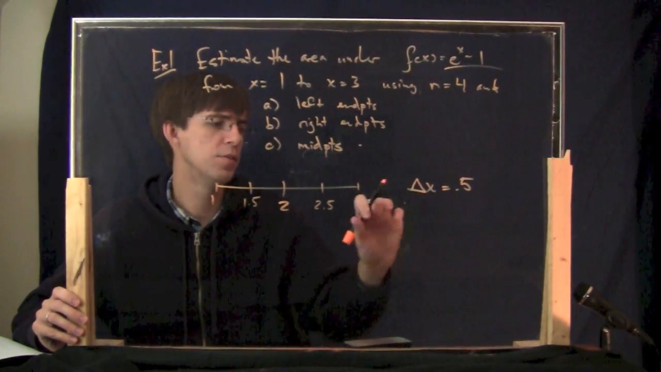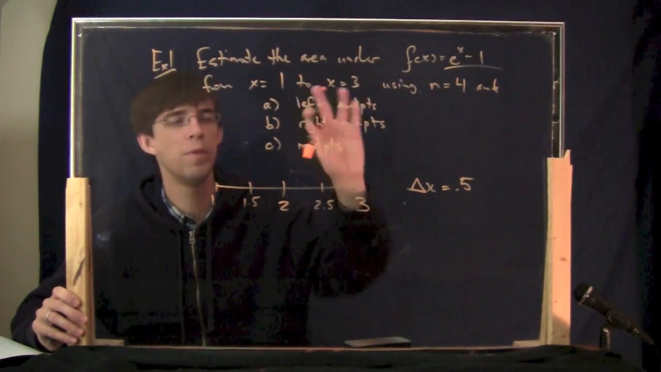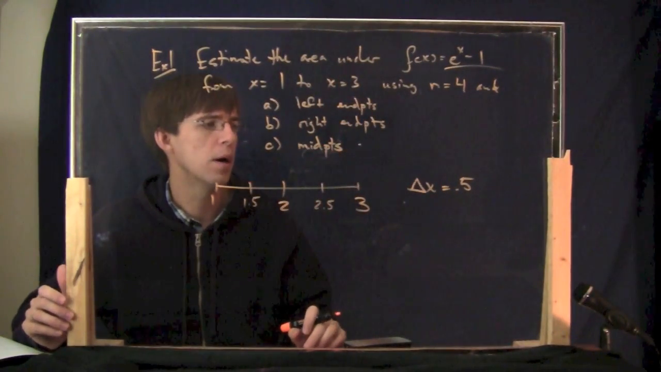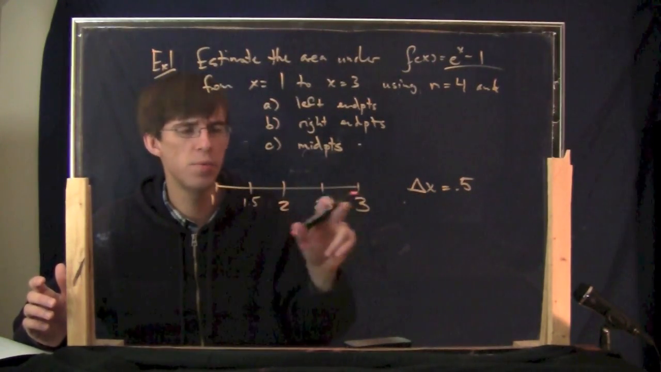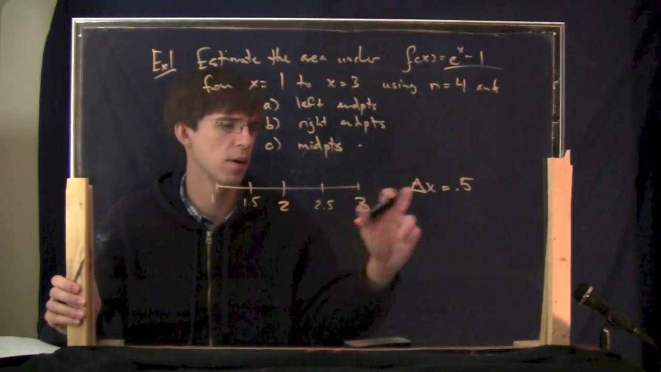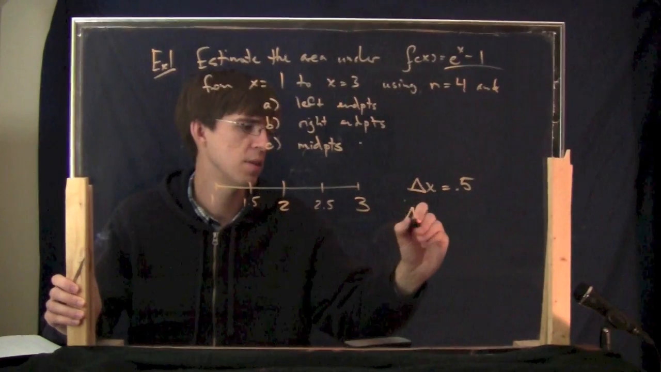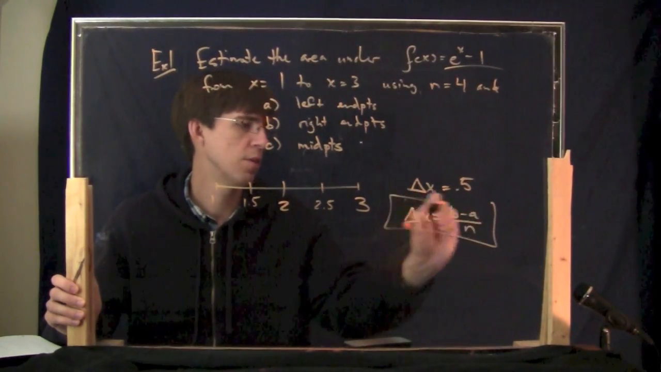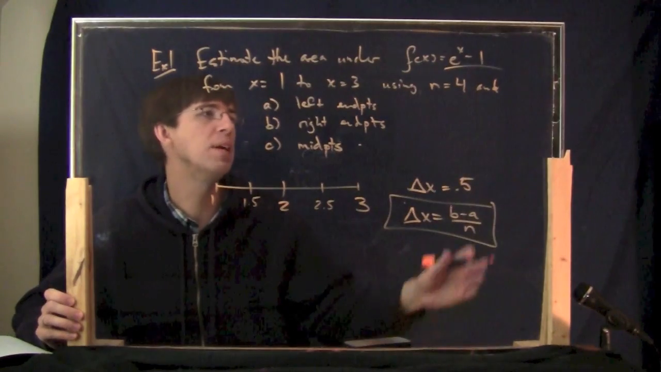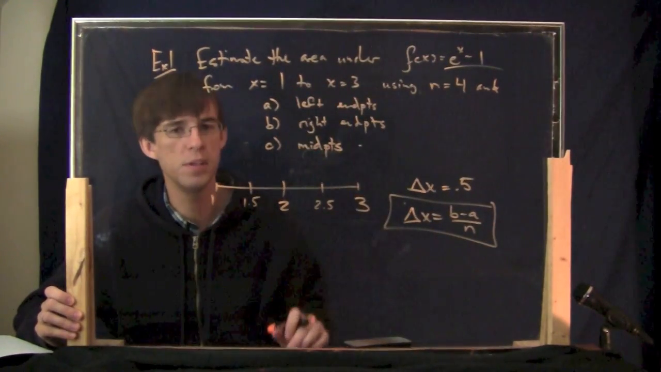In fact, you can figure this out just with basic common sense. But actually, there's a formula for the delta x. If for whatever reason the endpoints are weird or something, and it's hard to figure out what the delta x is, this is worth remembering. Here's a little formula: b minus a over n, where b and a are the two endpoints, the 1 and the 3 in this case.